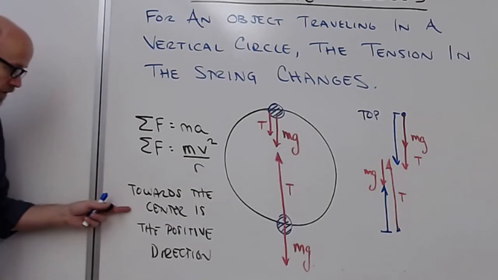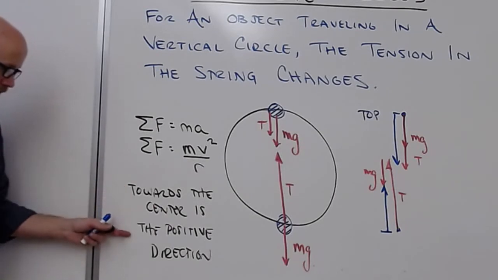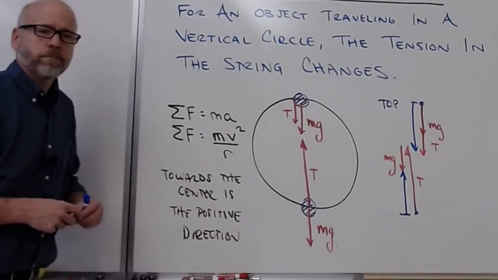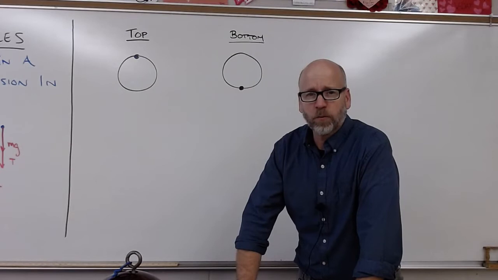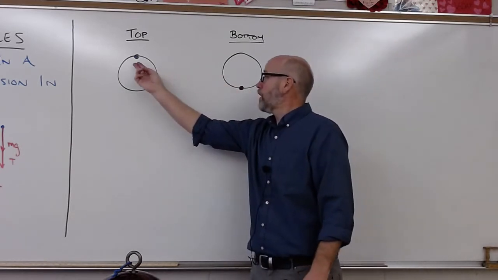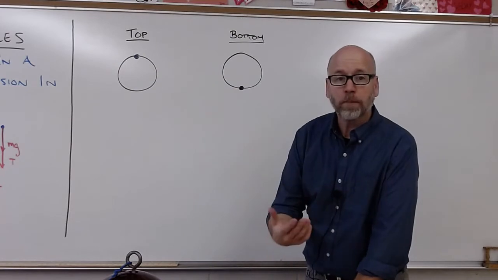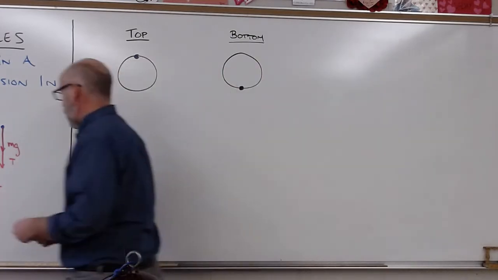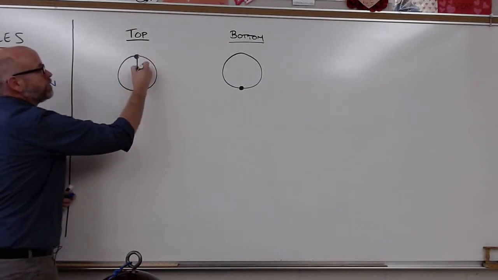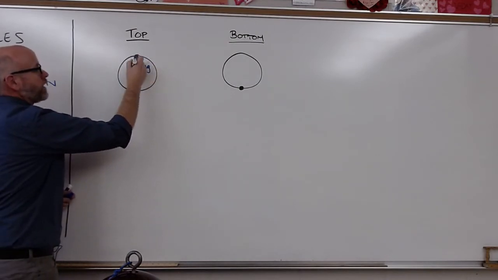Towards the center is the positive direction. All right. How about we look at some math? Let's sum up those forces. Let's take the example of what's going on when it's at the top. At the top, we are going to have mg down as well as tension.